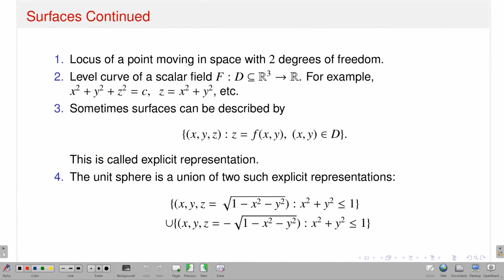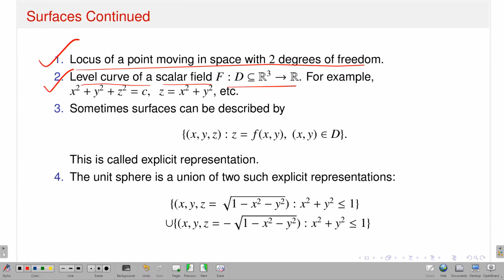Whatever I said, I again just pointed out in similar kinds of concepts. So what is the first one? The locus of a point moving in a space with 2 degrees of freedom, that you can think about as a surface. Number 2, same, already discussed: the level curve of a scalar field.